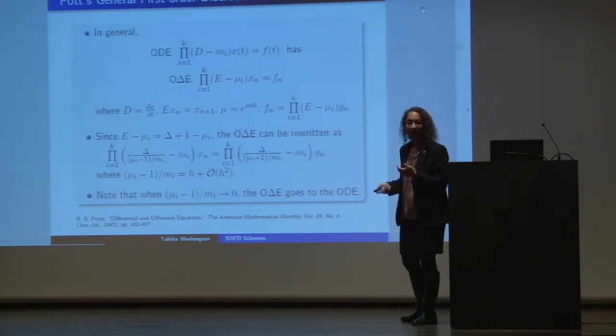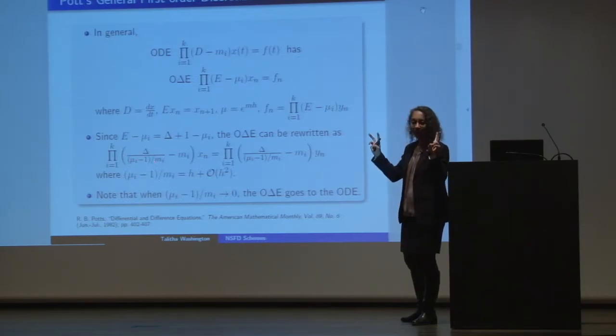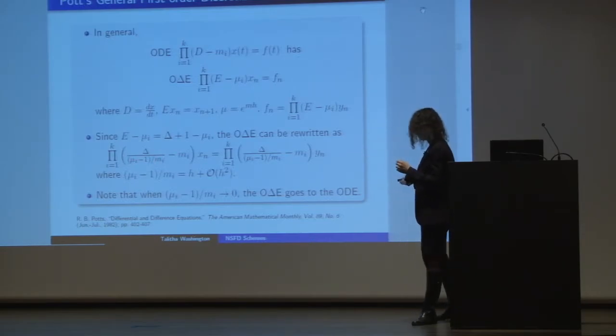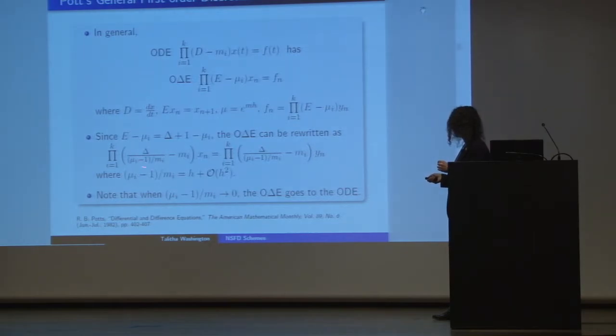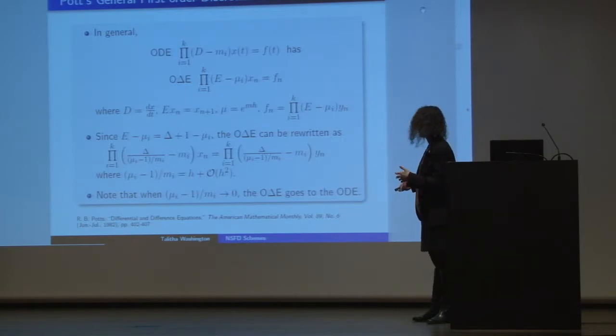which kind of sounds like Euler. Order h, usually there's an h down there. You can think of this expression down here as a fancy h. But we also have that when the denominator goes to 0, note that in this case, the ordinary difference equation actually will converge to the ordinary differential equation.